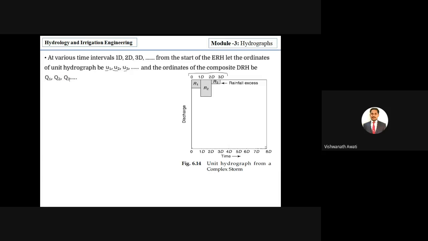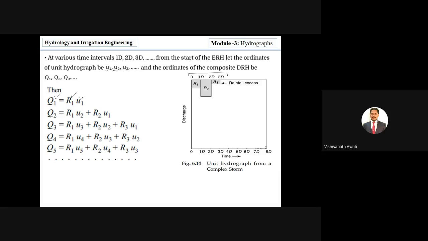Then how do we get the relations between the ordinates of the direct runoff hydrograph and the unit hydrograph? Here is a simple formula of the inverse method of flood hydrograph derivation. The relation between ordinates of direct runoff hydrograph is q1 equal to r1 into u1. So it is rainfall excess 1 multiplied by the ordinate of the unit hydrograph. If you observe, r1 will be the same, but the unit hydrograph ordinates are changing: u1, u2, u3, u4, u5.